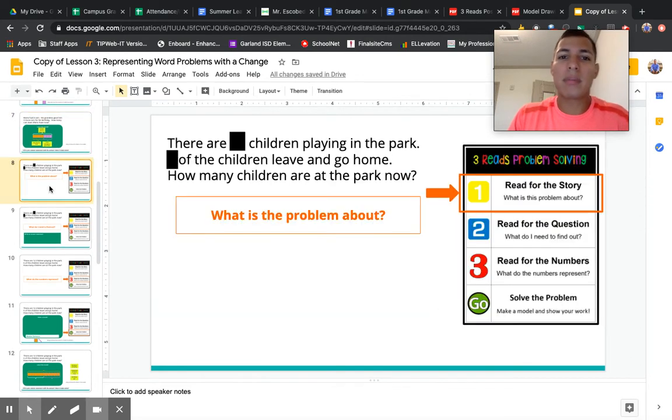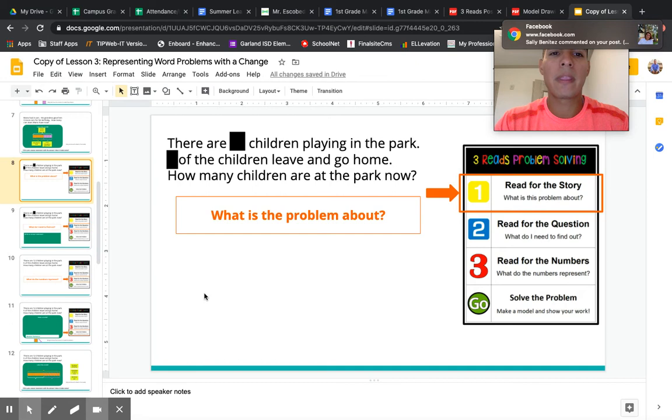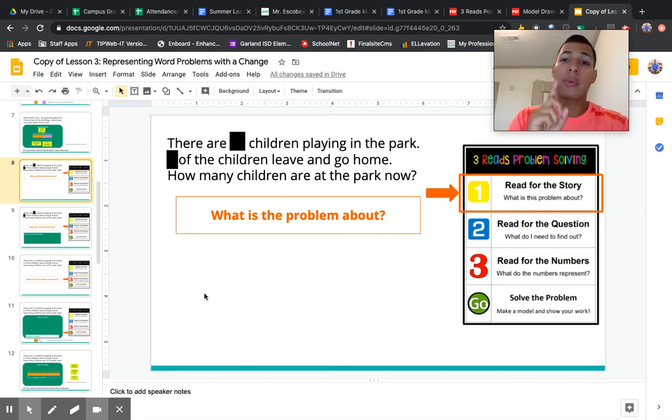So let's try another problem. There are blank children playing in the park. Blank of the children leave and go home. How many children are at the park now? First thing we have to do, right? We read our problem. We checked off number 1 for our 3 reads problem solving. What is our problem about? Children playing in the park, right?